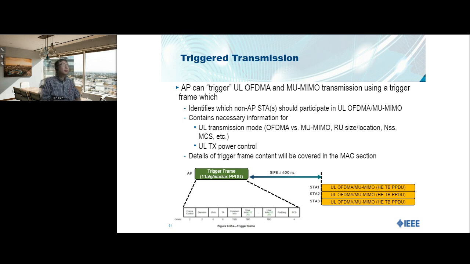In order for that to happen, you have to schedule it. Otherwise, if all stations try to transmit on their own, it will be a mess. All the signals will collide with each other. So in order to schedule this, the AP will send something called the trigger frame. The trigger frame identifies which client, non-AP station, will participate in the uplink OFDMA or uplink MU-MIMO. And it specifies all the necessary information: OFDMA or MU-MIMO, RU size, location, NSS, number of spatial streams, and MCS.